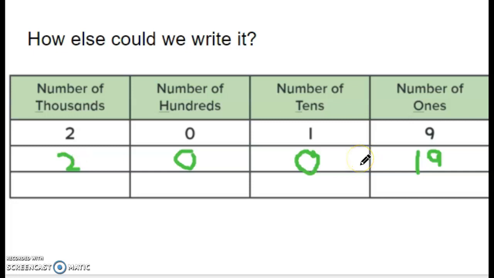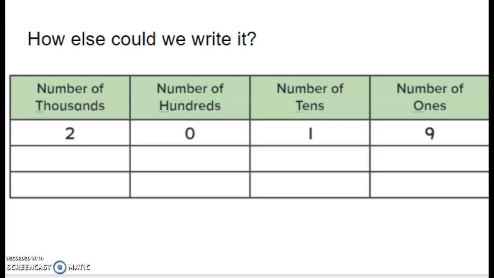How else could we do it? Could we take a group of 1,000 and add it to the hundreds? So 1,000 would be 10 hundreds. So it's 1 thousand, 10 hundreds, 1 ten, 9 ones. So I just want you to see that we can manipulate the numbers and the place values to regroup.